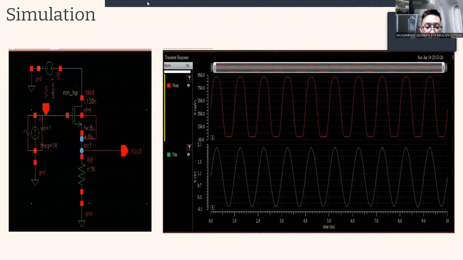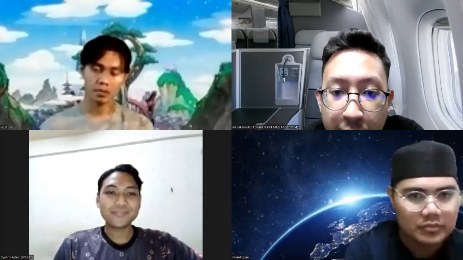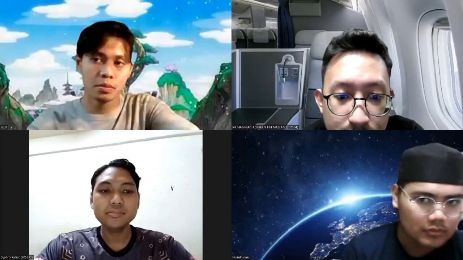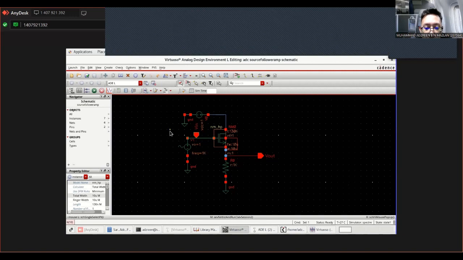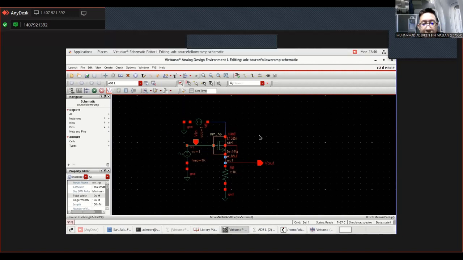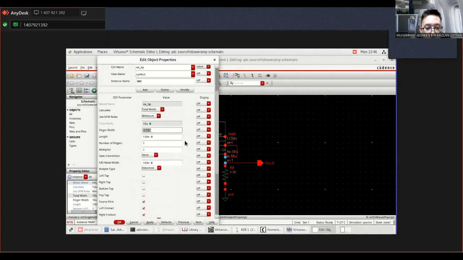So now I will talk about the simulation and the result for the source follower amplifier. I will share my screen on the Cadence. Right, so here's the source follower amplifier simulated in the Cadence environment. As you can see, we are using one NMOS using the 30 nanometer technology. And this is the property for the NMOS.